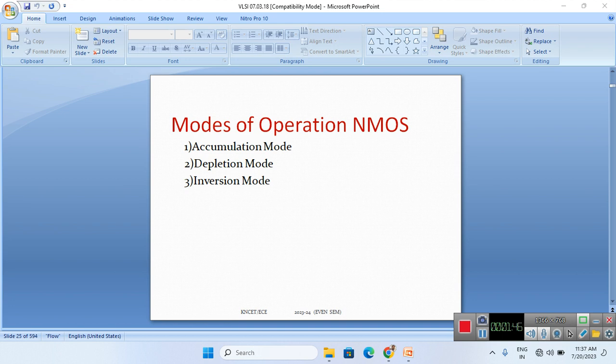We are not going to explain the working principle of the MOSFET in detail, because the working principle is separate. There we have three different regions: cutoff region, linear region, and saturation region. That is different from these modes of operation. In the modes of operation, we just have to understand how the MOSFET behaves. The first one is the accumulation mode.